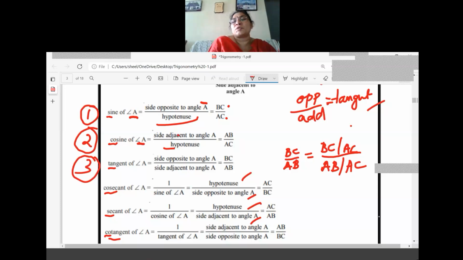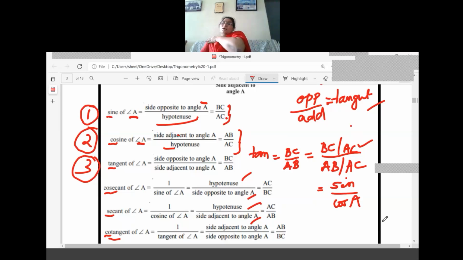Now you go for this. What is BC by AC? It is sine. What is AB by AC? It is cos. So we started with tan, right? So tan we got as sine by cos. The angle must be written, otherwise there is no meaning. So tan A means sine A, don't confuse, I'll write A only. Okay. Tan A equal to sine A by cos A.